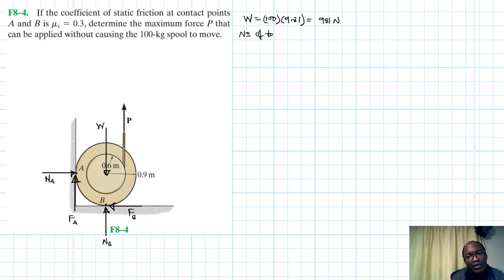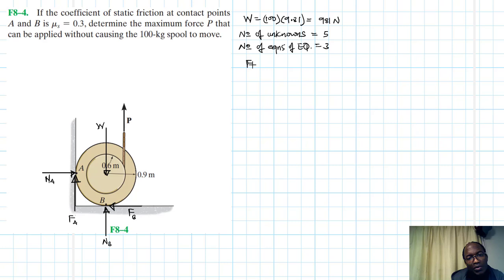Let's count the number of unknowns. How many are there? We have 1, 2, 3, 4, 5. We have 5 unknowns. Number of equations of equilibrium: how many are there? 3. So how many equations are we short of? Because you can only find the unknowns if the number of unknowns equals the number of available equations. So we need to use additional equations, friction equations.